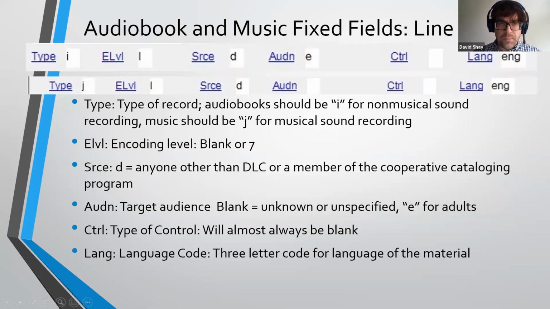For type of record, we've got I for non-musical sound recording and J for musical sound recording. Encoding level blank or 7. Source D for anyone other than the Library of Congress. Audience, again, a variety. Here I've got an E for adult as an example. Control is blank. And then English as the language of the material.